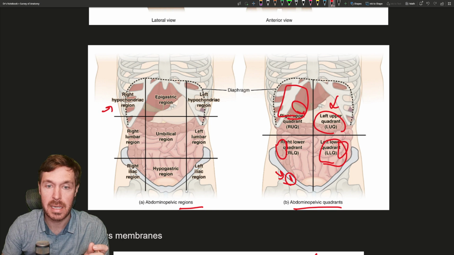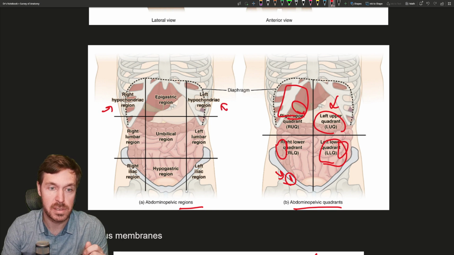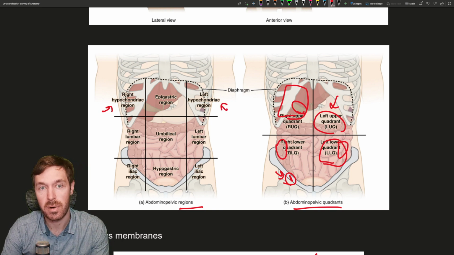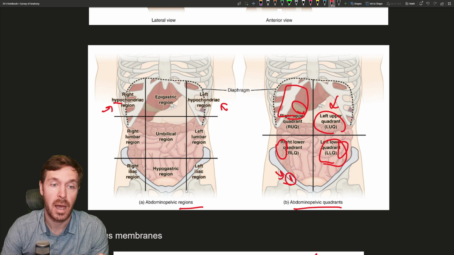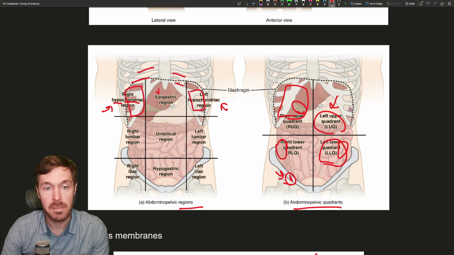There's the right and the left hypochondriac region. So understanding these root words is an important part in learning anatomy and physiology. You understand the parts of these words, you can break down that word pretty easily. Hypo means below. Chondro here, chondriac, is cartilage, and this is called the costal cartilage of the lungs. So this is talking about stuff below the costal cartilage on each side. Epi means upon. Gastric is stomach. So this is the region upon the stomach, which is located right there.